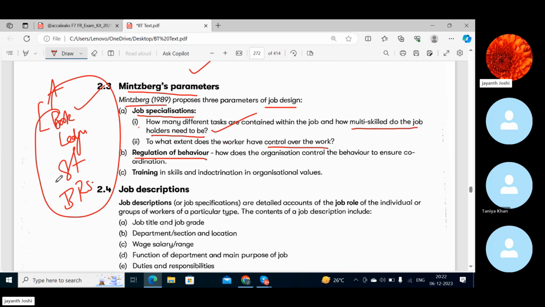Regulation of behavior: how he behaves in a particular situation and how he coordinates. How does the organization control the behavior to ensure coordination, and training in skills and indoctrination in organizational values? That means they should have the required skills and those skills should be suitable for the organization. If someone has certain skills and those skills are not required, then do you think there is any use of those skills? Please tell me.